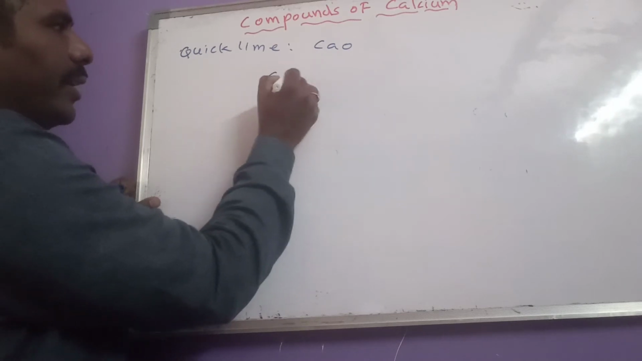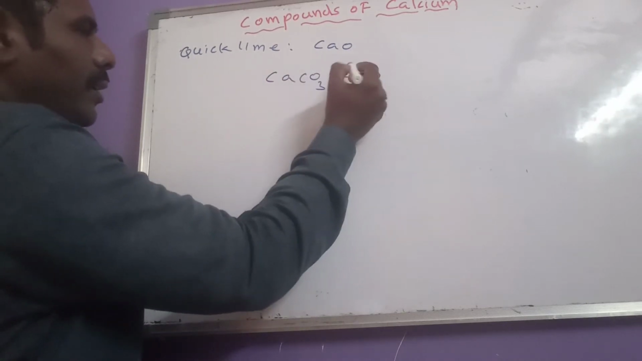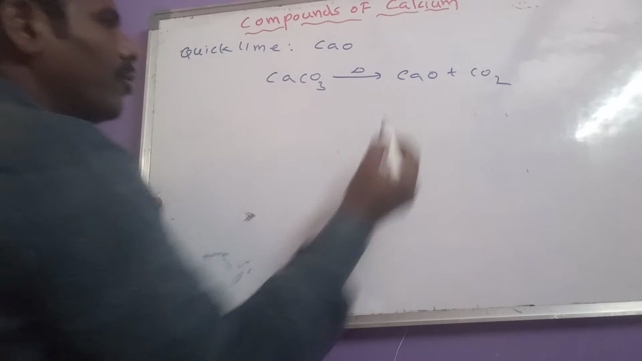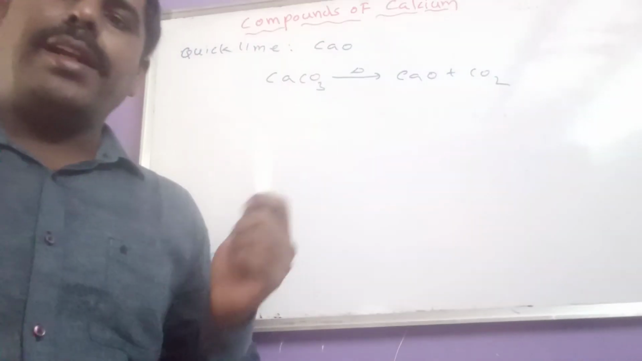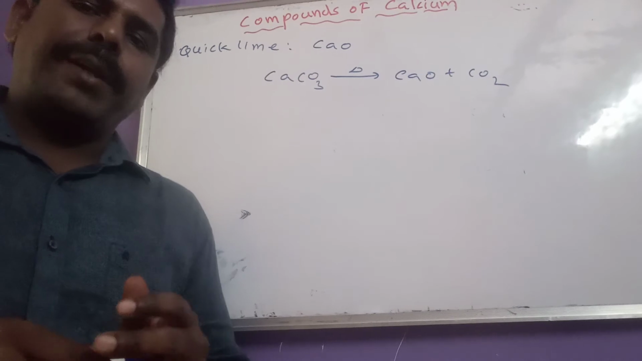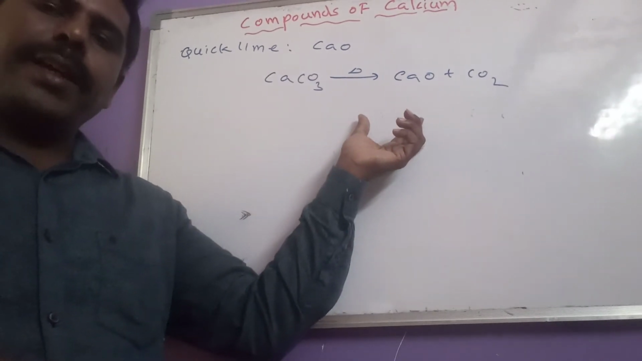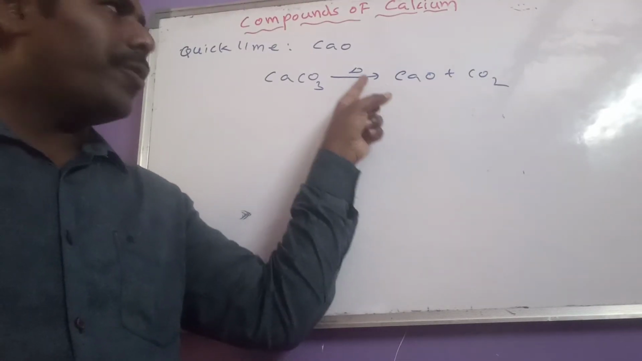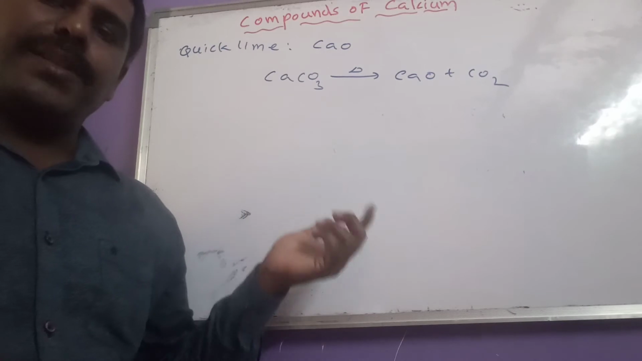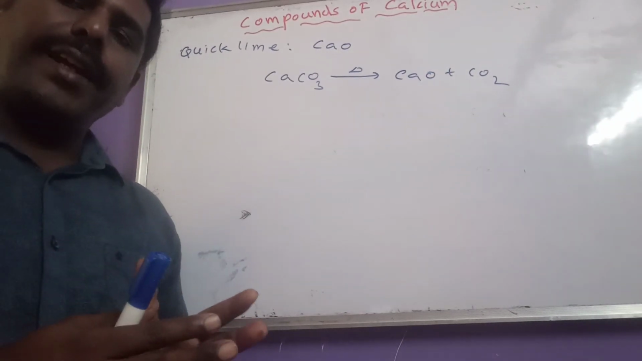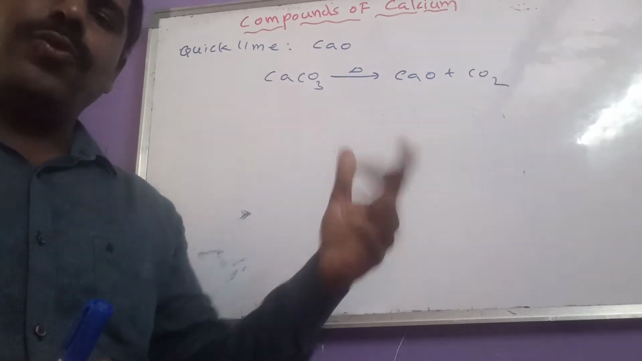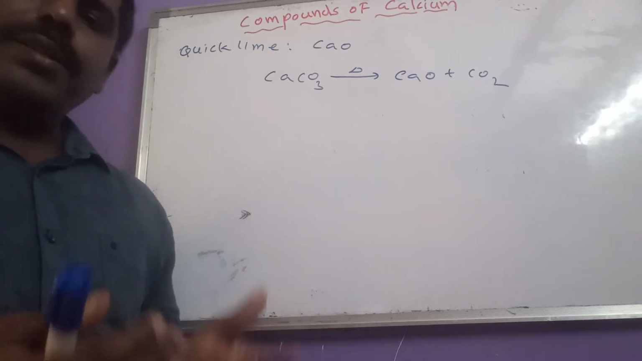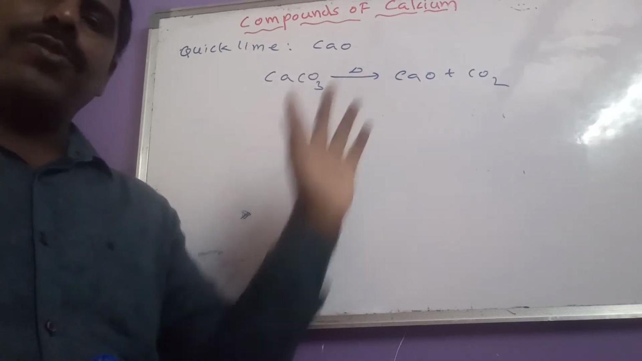Quicklime is prepared by the thermal decomposition of limestone, which gives CaO and CO2. This process should be done in a lime kiln, that means an open vessel, because if it takes place in a closed vessel, due to the availability of CO2 for CaO, the backward reaction takes place. So to prevent the backward reaction, we have to remove the CO2 from time to time. So it is better to use an open vessel, that means a lime kiln, for the preparation of CaO.